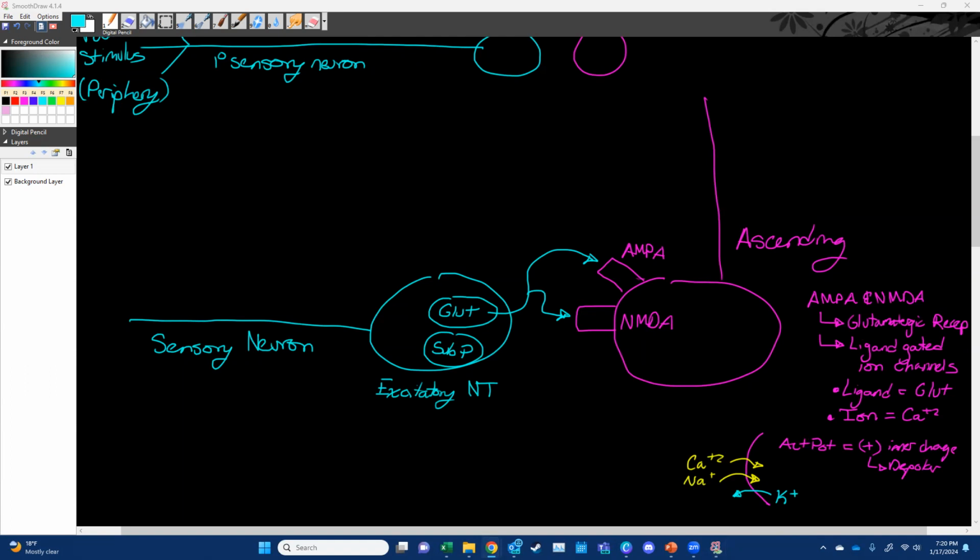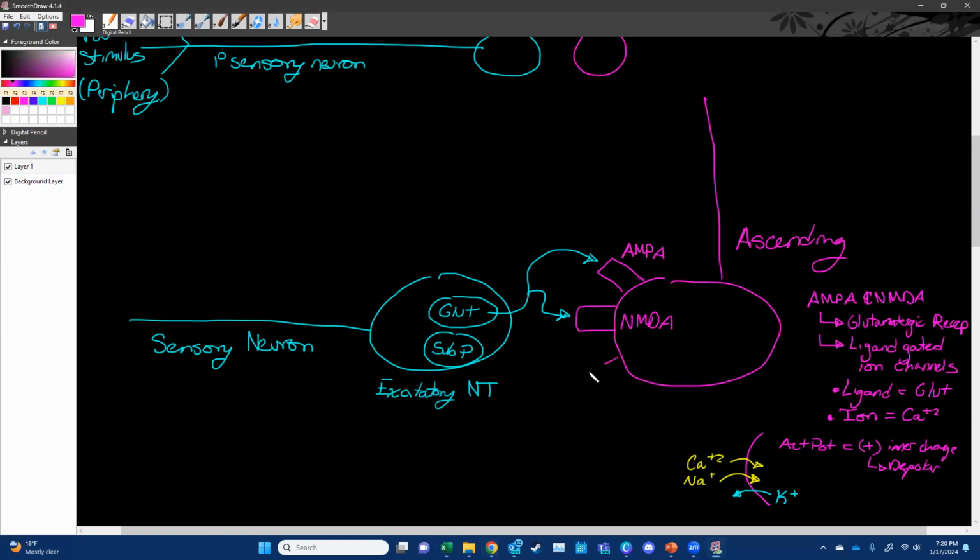Any questions about this so far? Okay, great. So that covers glutamate and our glutamatergic receptors. Next, we have to look at substance P, and this is going to go through the NK1 receptor. Unlike AMPA and NMDA, the NK1 receptor is a GPCR.